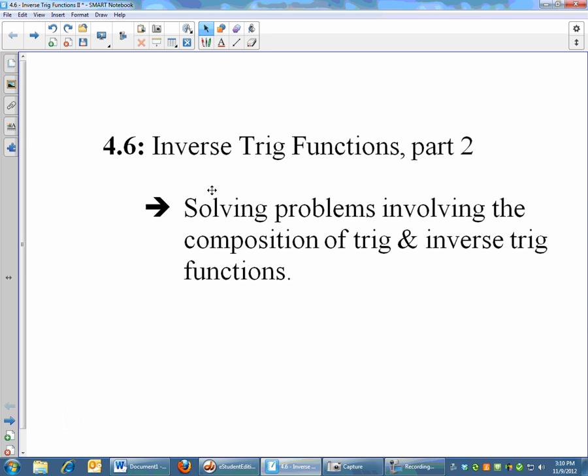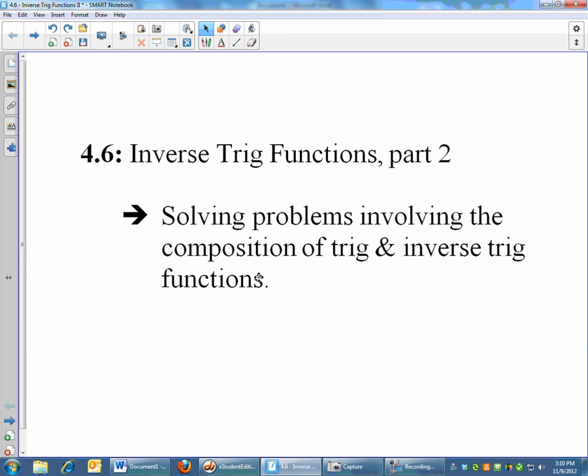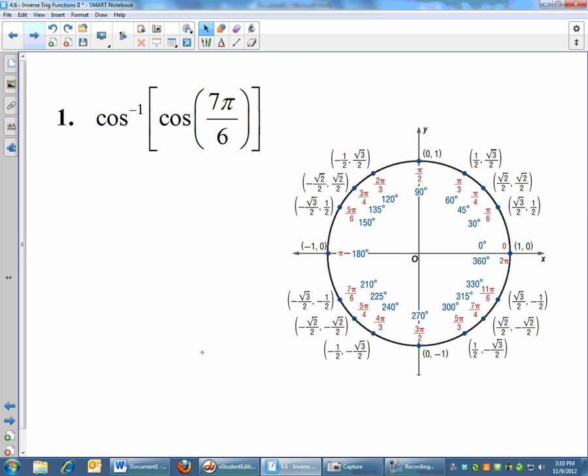Continuing with inverse trig functions, and this is the second part of the inverse trig functions lesson. This one is looking at the scary phrase, the composition of trig and inverse trig functions. And all that means is you're putting one inside the other, like little Russian dolls. Hope I didn't offend any Russians watching this.